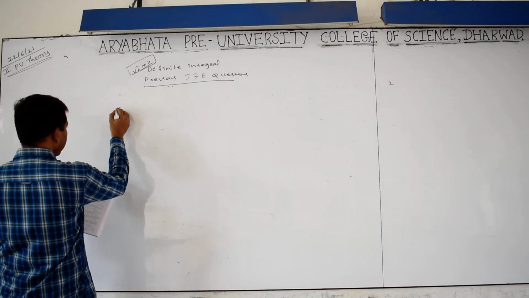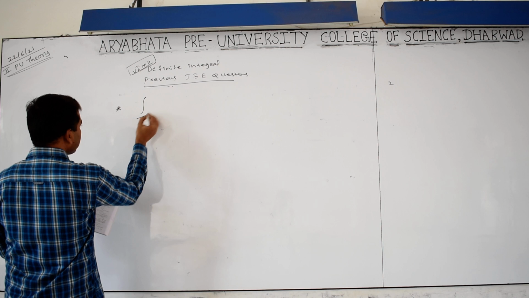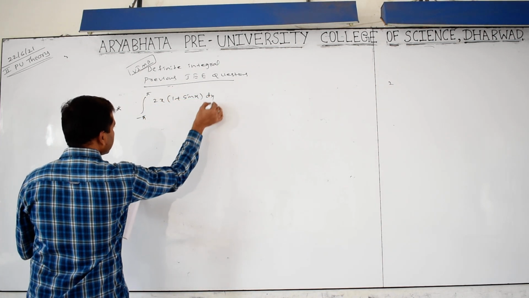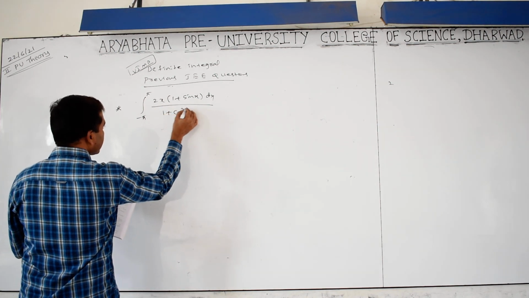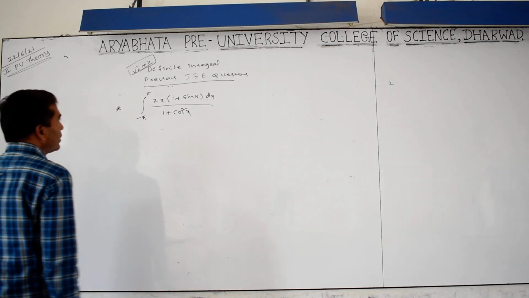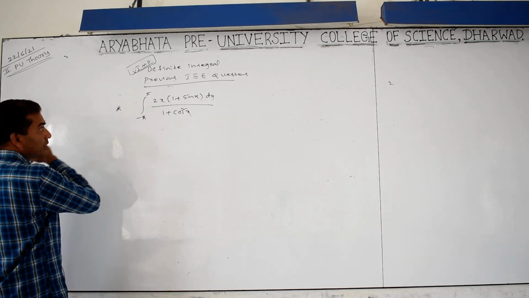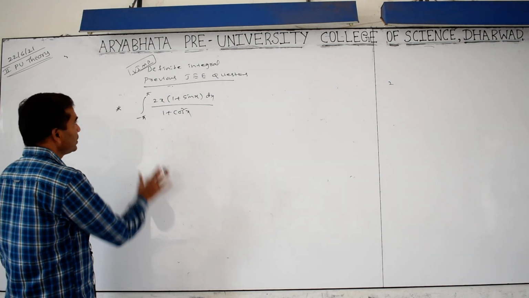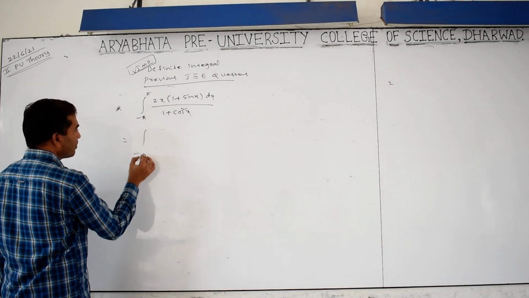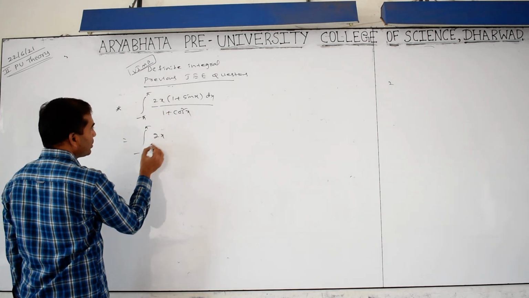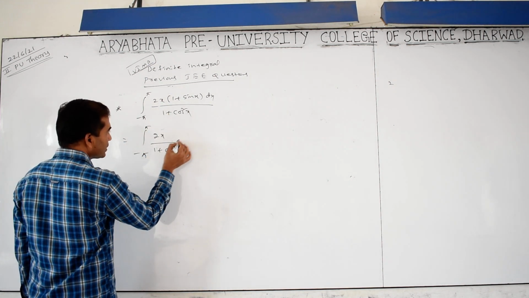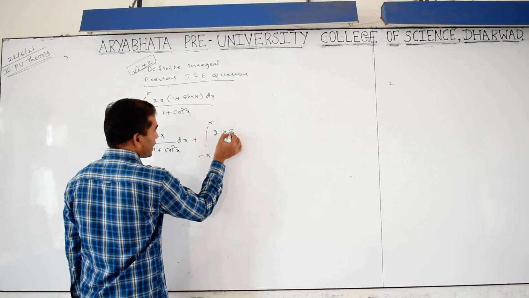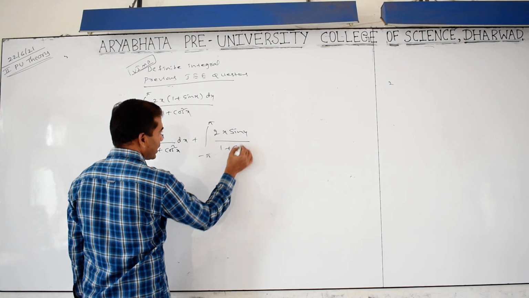Next question: the integral from −π to π of 2x(1 + sin x) dx divided by (1 + cos²x). Both have the same limits with opposite sign. In that case we have to verify whether it is even or odd. Split only this part: the integral from −π to π of 2x/(1 + cos²x) dx plus the integral from −π to π of 2x sin x/(1 + cos²x) dx.